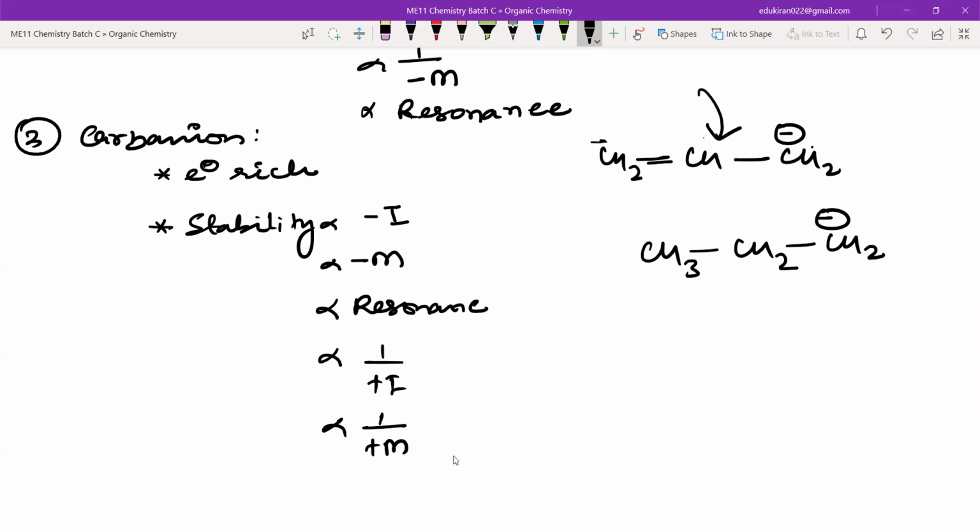But if you have a special kind of resonance, that is mesomeric effect, then you have to look whether the group is increasing the electron density or decreasing the electron density. Can I move? Yes, sir.